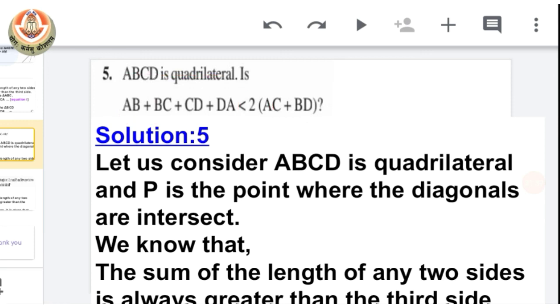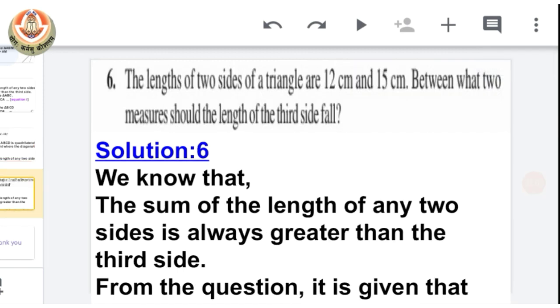Okay class, this question is quite different from the first one, but the property we use to solve both questions is the same, just the strategy is different. Now question number 6: the lengths of two sides of a triangle are 12 and 15. We have to answer between what two measures the length of the third side should fall.